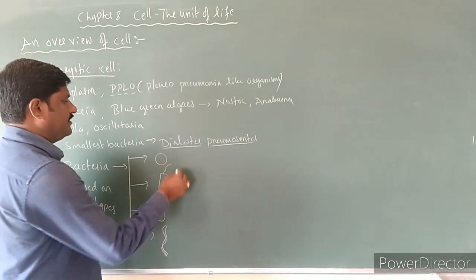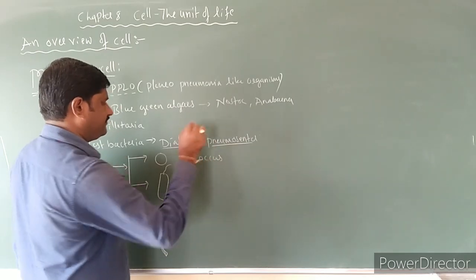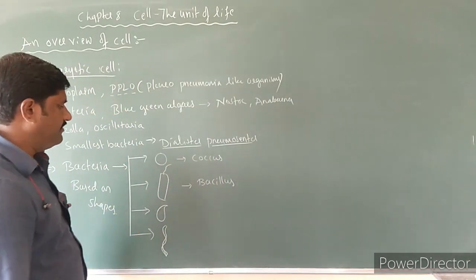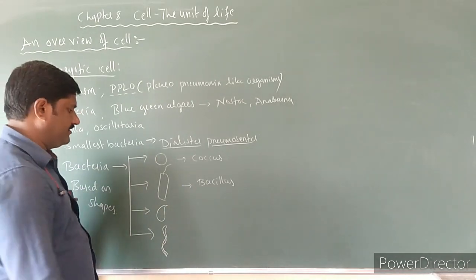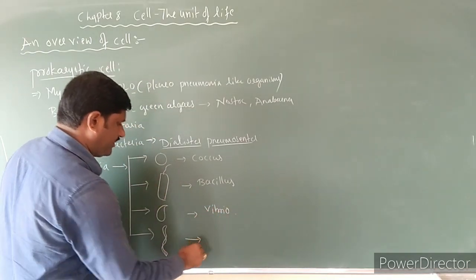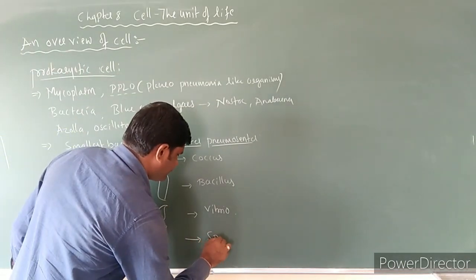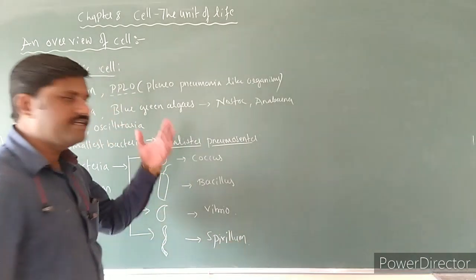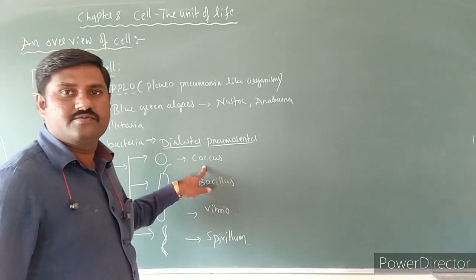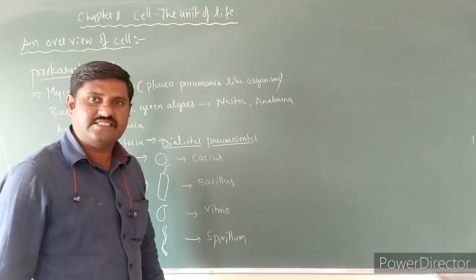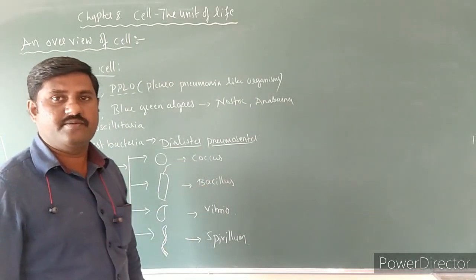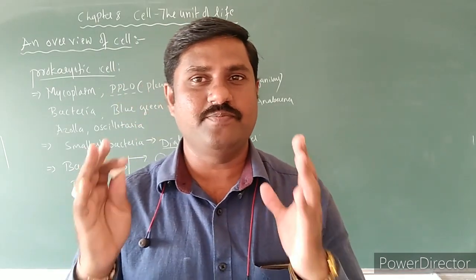So based on the shape, rod shaped bacteria is called as bacillus. Spherical shaped bacteria is called as coccus, comma shaped bacteria is called as vibrio, and spiral shaped bacteria is called as spirillum. So like this, different shaped bacteria that we come across whenever we classify them. Coccus, plural cocci; bacillus, bacilli; vibrio; spirillum, spirilla. So these are different shaped bacteria based on their shapes.